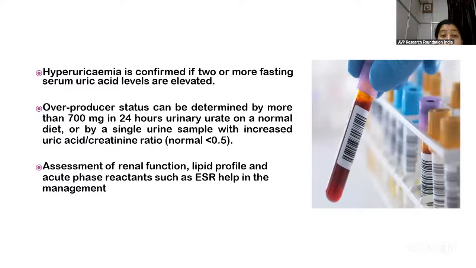Hyperuricemia is confirmed if 2 or more fasting serum uric acid levels are elevated. This is important. Your hyperuricemia can be confirmed only when 2 or more fasting serum uric acid levels are elevated. Overproducer status can be determined by more than 700 milligrams in 24 hours urinary urate on a normal diet, or by a single urine sample with an increased uric acid to creatinine ratio. Assessment of renal function, lipid profile, and acute phase reactants like ESR and CRP are also essential in its management.